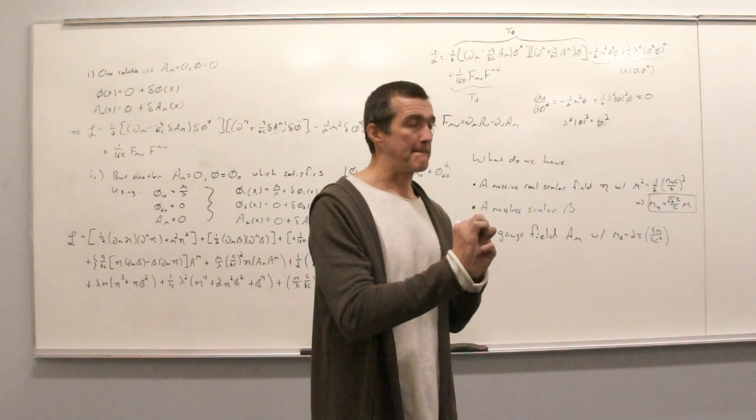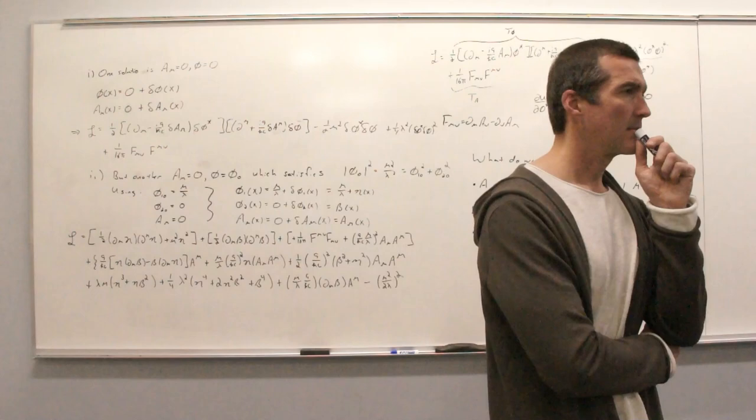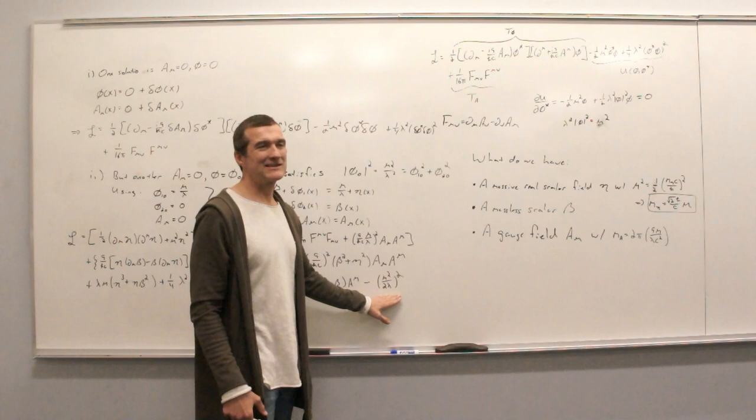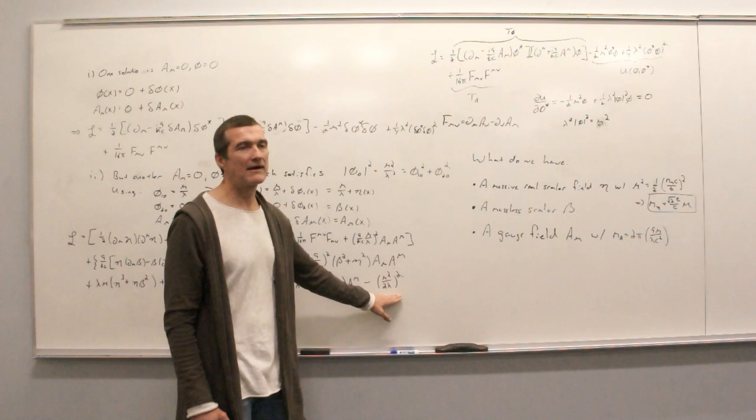What about that mass term thing that's the very last term in that equation? This? This is a constant. It doesn't do anything to the dynamics. A constant added to the Lagrangian doesn't do anything. I could have left it off and it wouldn't change the dynamics.